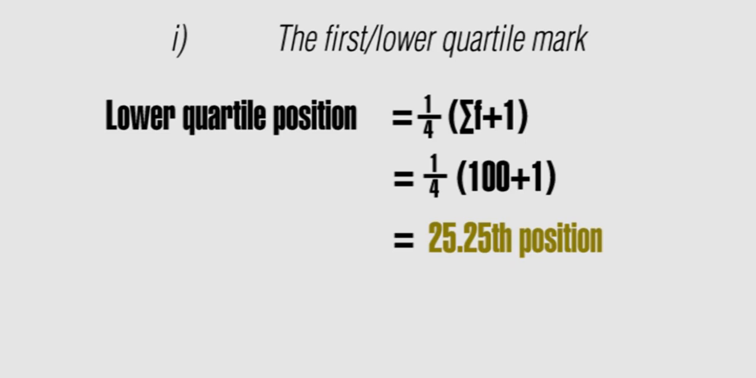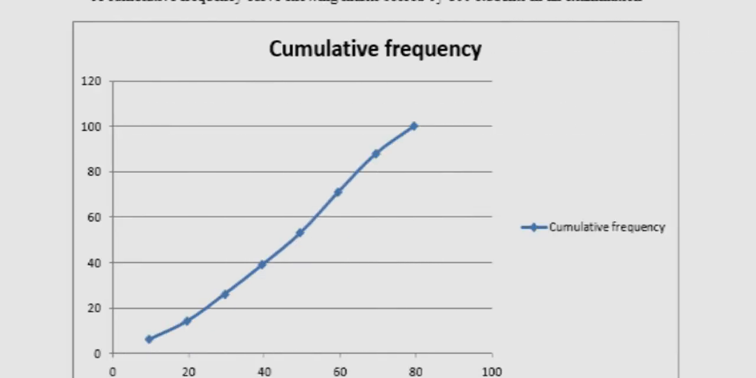From the graph, when you trace it, as I've explained the steps earlier on, this will correspond to a mark of 28.8, and that will give us our lower quartile mark. So once we are able to find the position first, you go to the graph and you trace the actual mark for the lower quartile. Good. Do you do the same for the upper quartile? Yes, sir. And how do you do it? You go through the same steps.